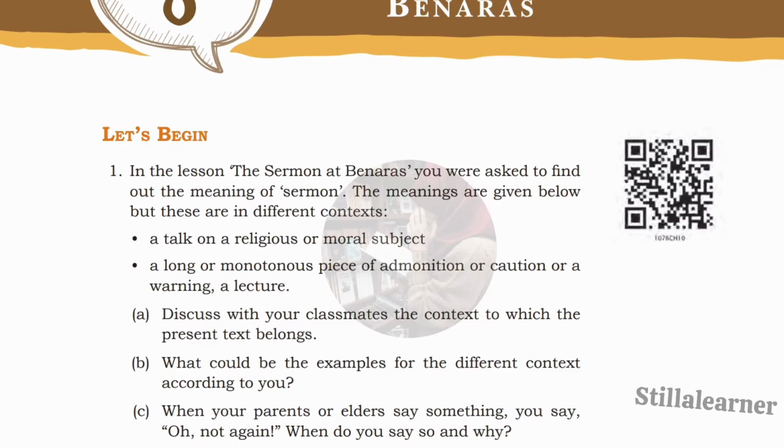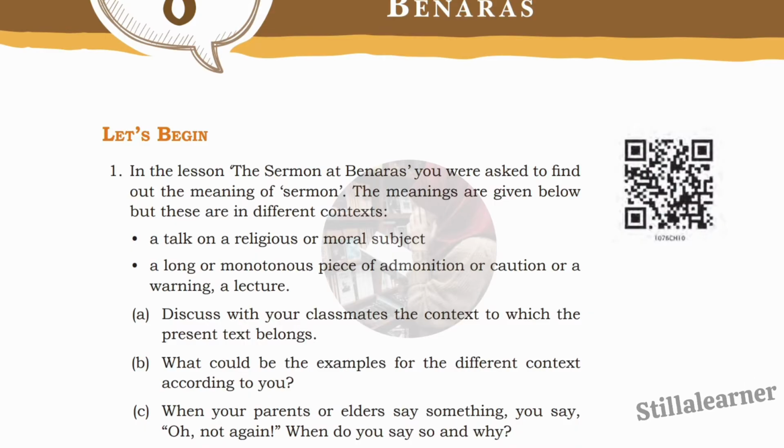What is given? Just see. In the lesson, The Sermon at Banaras, you were asked to find out the meaning of sermon. The meanings are given below, but these are in different contexts. First one is a talk on a religious or moral subject. Second meaning is a long or monotonous piece of admonition or caution or a warning, a lecture.